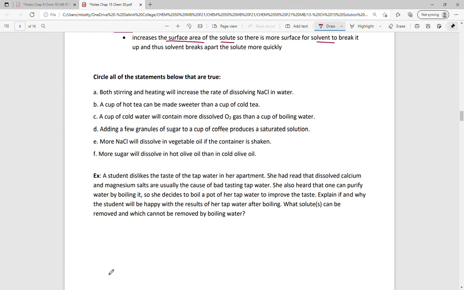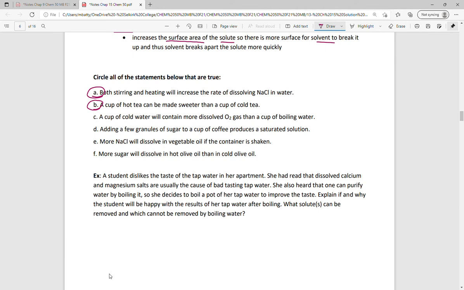Circle all the statements below that are true. If I heat and stir something, that will increase the rate of dissolving of salt in water. That's true. That's what we just talked about: stirring, heating, or grinding it finer. A hot cup of tea can be sweeter than a cold cup of tea. That's true. You're going to increase the solubility of the sugar in the hot, right? That increases how much you can dissolve in the tea.